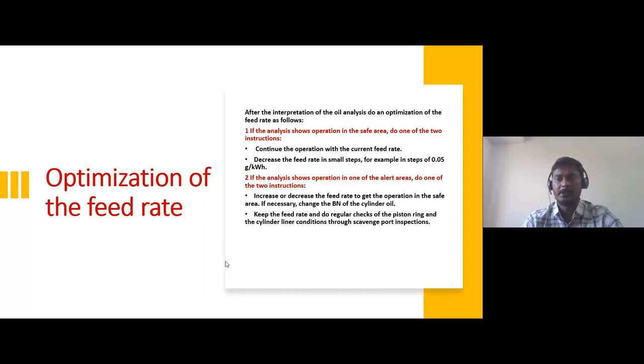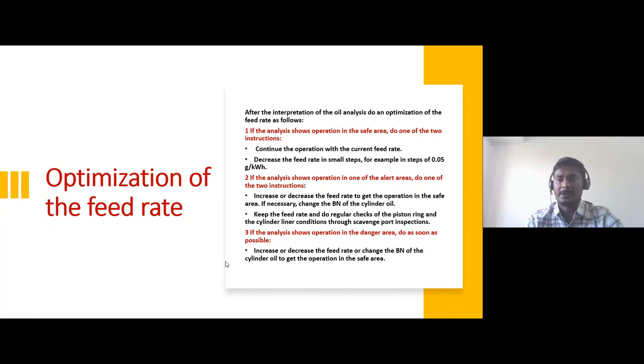Keep the feed rate and do regular inspections of the piston rings, the liner condition, and the scavenge reports also. If the results are abnormal, like iron content above 500 ppm, or your BN is below 25 when you are using BN 40, you can go and check the cylinder scavenge drain area. You can see the condition of the liners, some wear in the rings, and the types of wear.